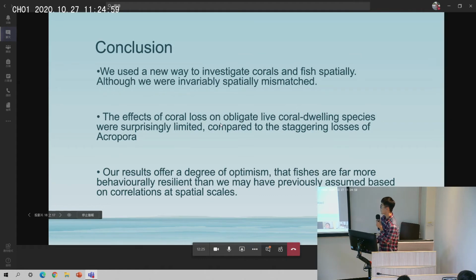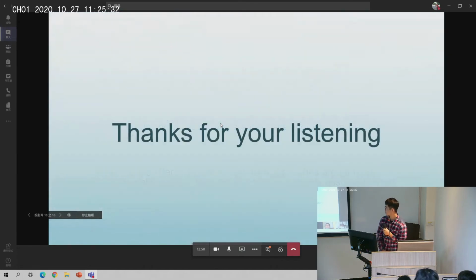Conclusion. We used a new way to investigate corals and fish spatially. Although we saw spatial mismatch, the effect of coral loss on obligate coral-dwelling species was surprisingly limited compared to the staggering loss of Acropora. And our results offer a degree of optimism that fish are far more behaviorally resilient than we may have previously assumed based on correlation at spatial scale. Okay, thanks for listening.